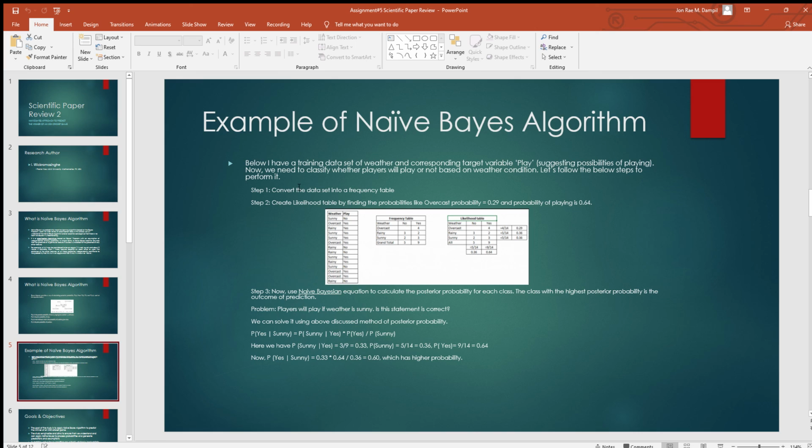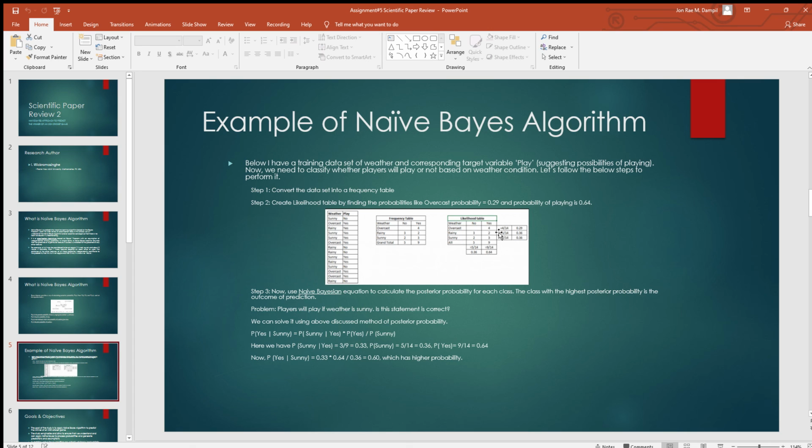So for an example of the naive-Bayes algorithm, let's say we have multiple inputs, 14 entries for weather and for play, where play is suggesting the possibilities of playing, while the weather discusses the weather condition and whether they are willing to play or not. So first we convert the data into a frequency table. So we tally the no and yes along the weather.